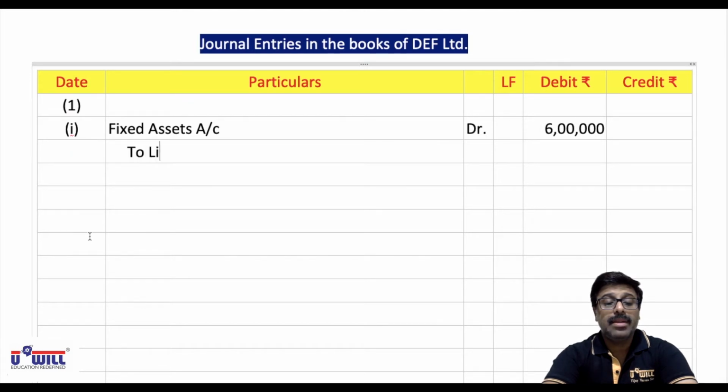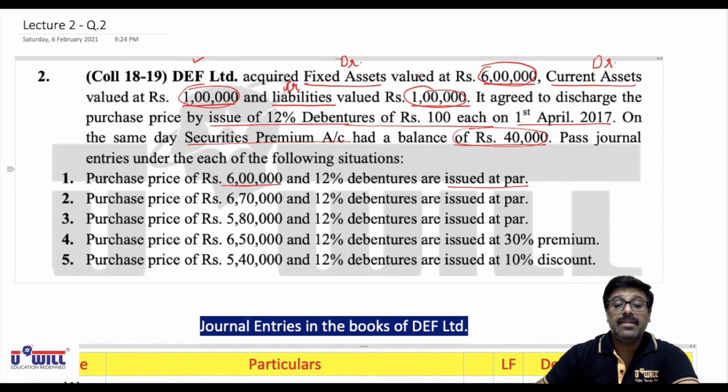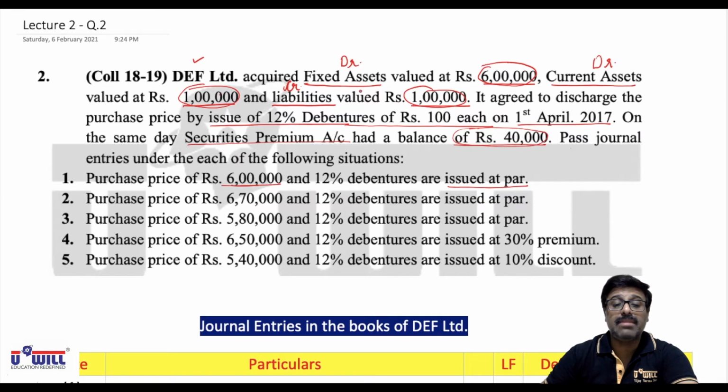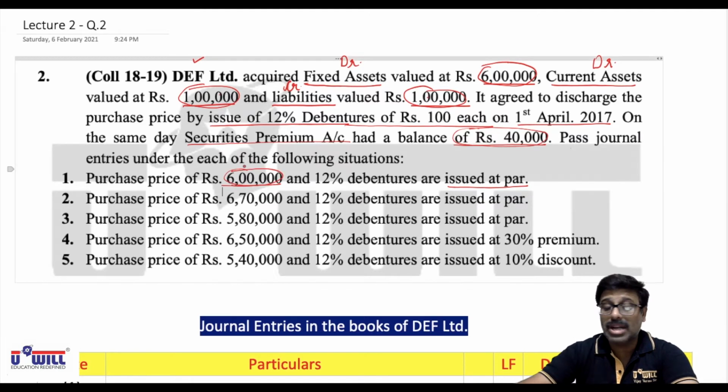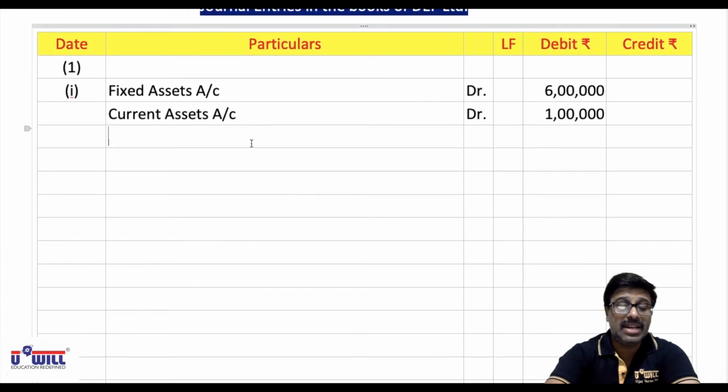And then current assets are also there. So current assets also become our assets. They are also debit balances. So current assets account debit with 1 lakh. Now here you all can see that we are supposed to pay 6 plus 1, 7 minus 1, 6 lakhs, and we are paying also 6 lakhs, exactly same amount. So neither there is goodwill nor there is capital reserve. So no need to leave any line in between.